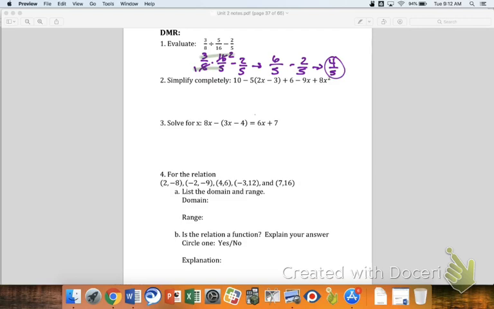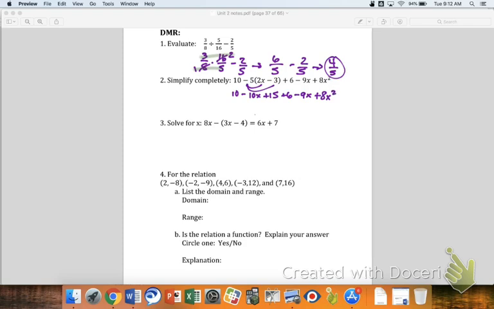Number 2 says simplify completely. And as always, whenever you're simplifying, you want to look for distributive properties first. Do you see any distributive properties here? What do you see? Not the 5. The negative 5. Yeah, so we're going to distribute the minus sign along with the 5. So that minus 5 gets distributed. So that gives me 10 minus 10x plus 15 plus 6 minus 9x plus 8x squared.